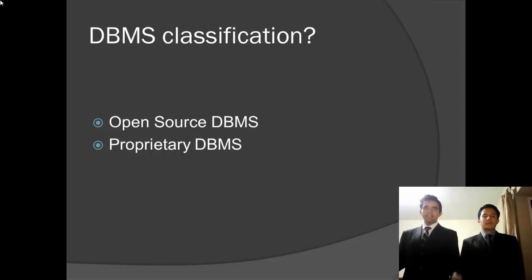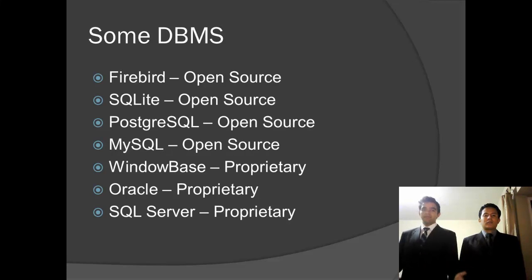The database management system is classified into two major types: the open source database management system and the proprietary database management system. The main feature of open source is that we are able to modify and configure the internal code of the database management system, and it's also free. And now we have some examples of database management systems. The open source ones are Firebird, SQLite, PostgreSQL, and MySQL. And the proprietary, Windows-based one is Oracle.